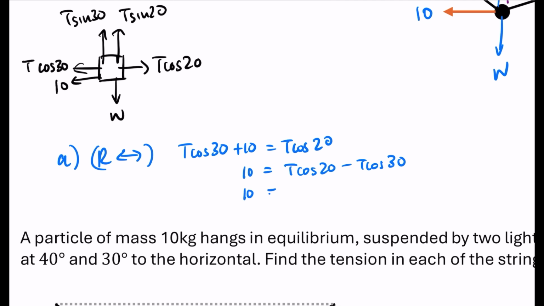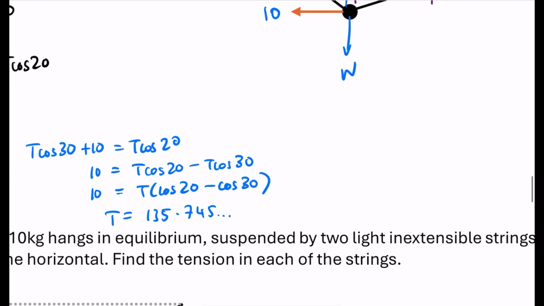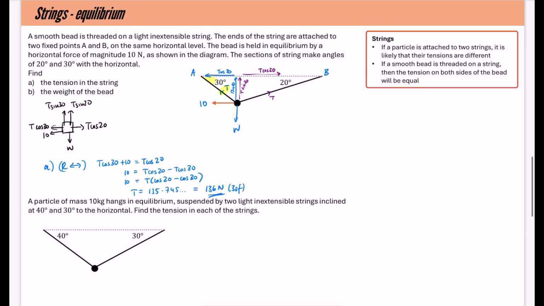And I can just do cos 20 minus cos 30, because really what I'm doing is factorizing this out, aren't I? So I'll just do 10 divided by cos 20 minus cos 30. And we get that the tension is 135.745, blah, blah, blah. Remember, it is mechanics, so we're going to do that to three significant figures, 136 newtons. But I've done this longer version in case I need it in the second part of the calculation.